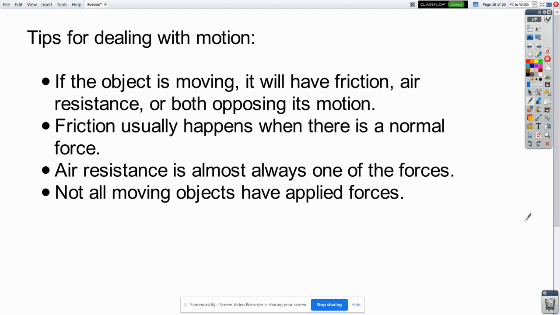Got some tips for dealing with motion. When objects are moving, their free body diagrams are more complicated. If it's moving, it's going to have friction, air resistance, or both opposing its motion. And opposing means opposite. So if I say I have an object and that object is moving to the left, I know going the opposite direction, I'm going to have friction. And if it's moving fast enough, I'll have air resistance to deal with as well.